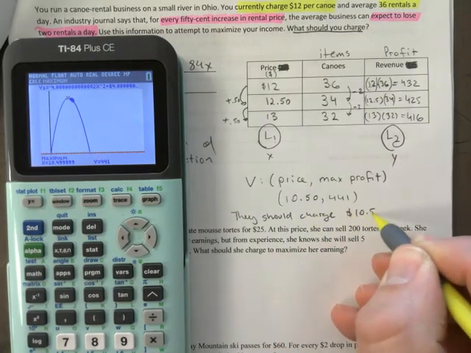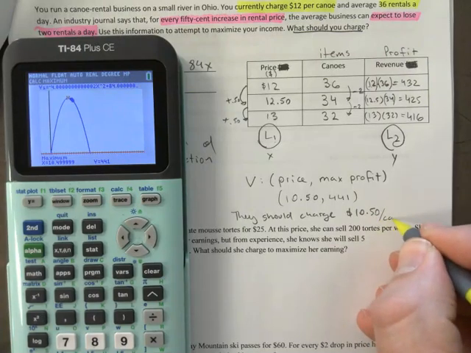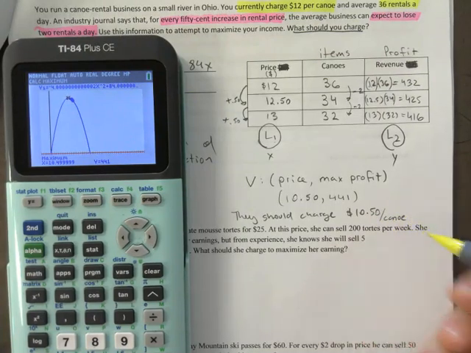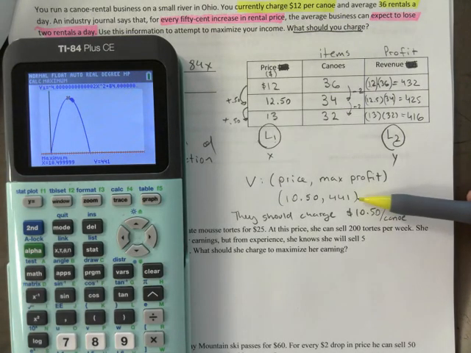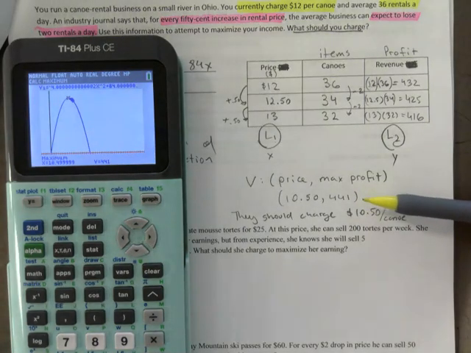So they should charge $10.50 per canoe. Okay, and what is the maximum profit? $441 for that particular day. Okay.